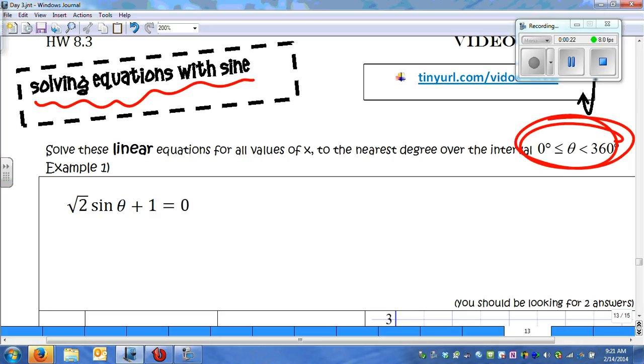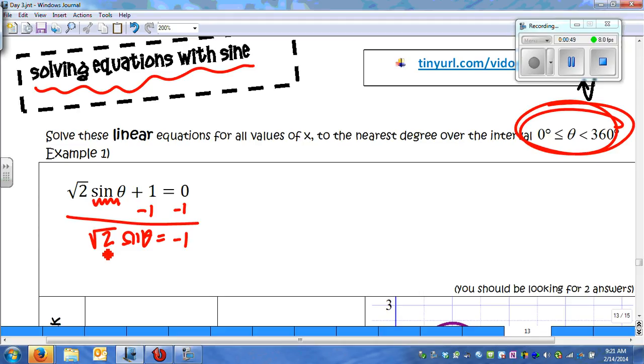Now, this equation gets treated just like a normal equation where we solve for x, except this time we're solving for theta. And before we think about solving for theta, let's focus on just solving for sine theta. So we're attempting here to get sine theta alone. First things first, we should subtract 1 from both sides. We're left with the square root of 2 sine theta equals negative 1. Divide both sides by rad 2. And we are left with sine theta equals negative 1 over radical 2.